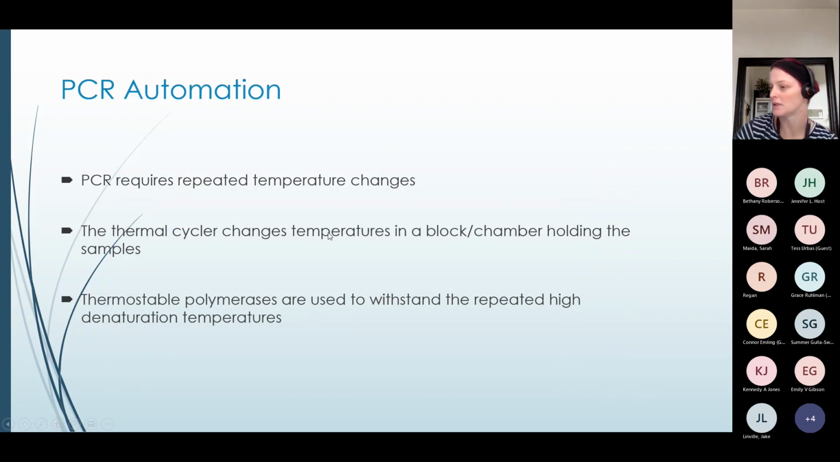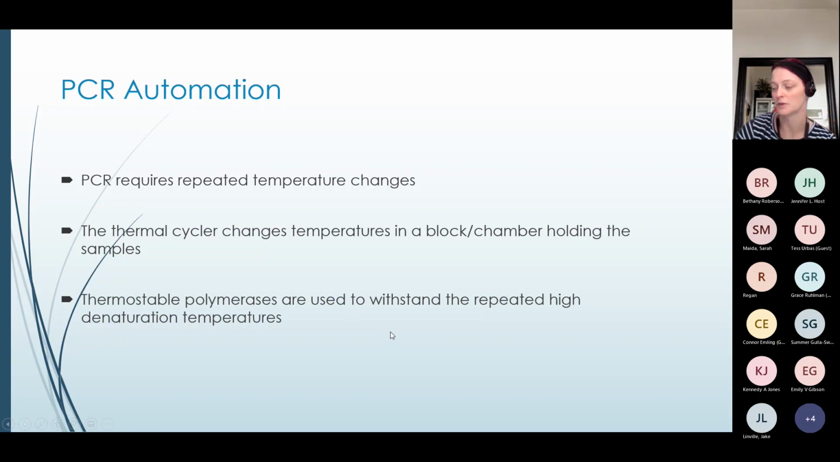PCR automation. PCR requires repeated temperature changes. Thank God they've come up with things called thermocyclers, because it is very hard to manually go, okay, 10 seconds in this ice bath and 40 seconds in this heat block, and manually change things. That's crazy. So an instrument does it for you. Thank the Lord. The thermocycler changes the temperature in a block chamber and holds the sample steady, and you just walk away. It's a beauty when it works.